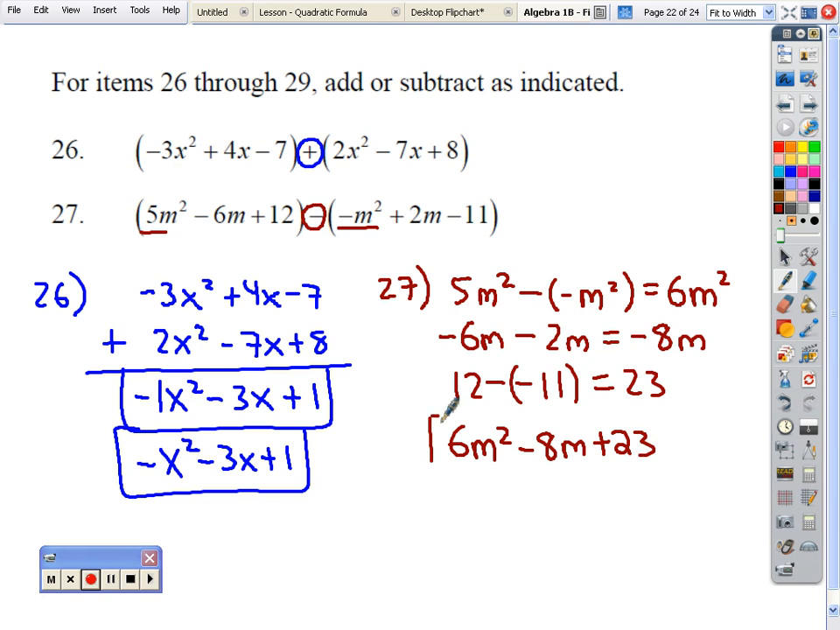Okay? There's more than one way to do that problem. You could line it up like I did the first problem, or number 26, but this is the way I taught it in class, so I wanted to cover it that way.